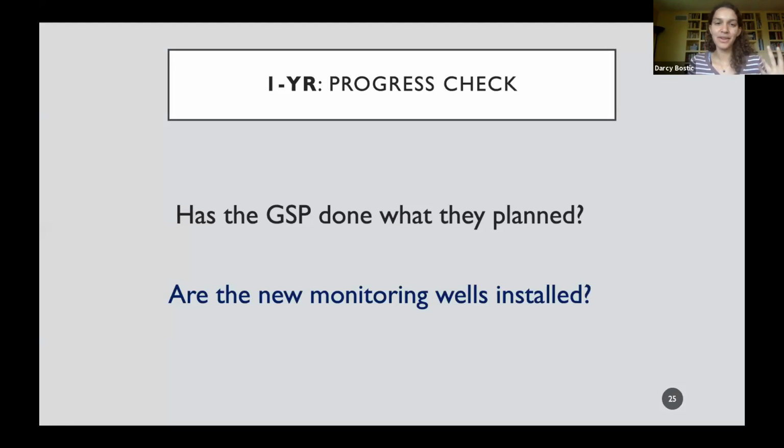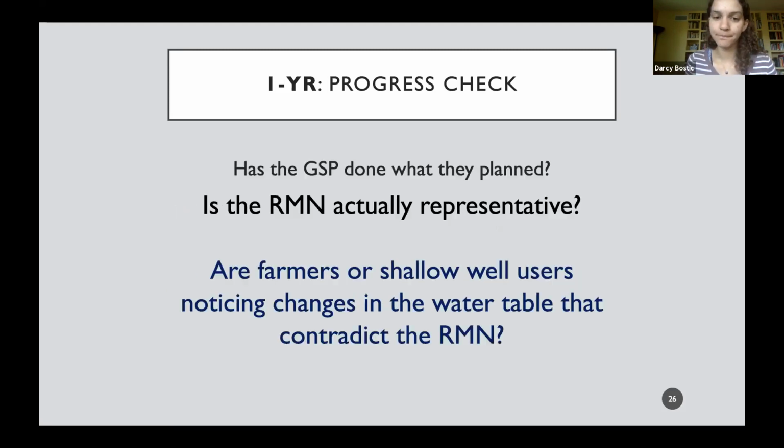Thinking about the 1 year, what do we ask in a year? I think it's really just going back and checking: has the GSP done what it has stated? Has the GSA done what they've planned? For example, are the new monitoring wells installed that maybe they said they would apply for funding for the year prior? It's also possible that there are new monitoring wells that are still planned to be installed. Maybe things are just getting underway, but I think it's really important to go back to the GSA or GSP writers and say, hey, where are you on this? What's going on with monitoring networks?